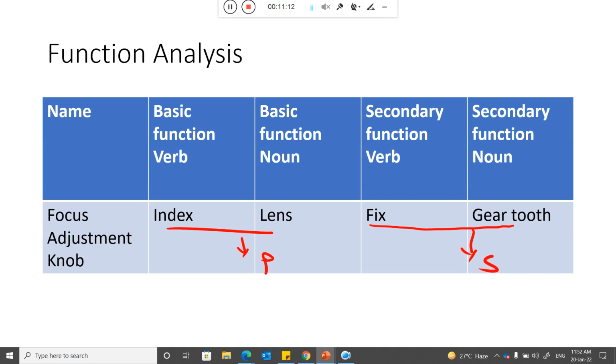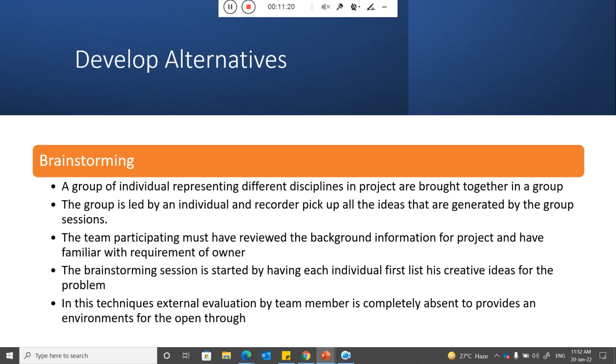Is there any doubt how to do the function analysis, class? Is there any doubt? No, sir. Okay, thank you. So the next process is develop alternative. What is the way to develop alternatives?